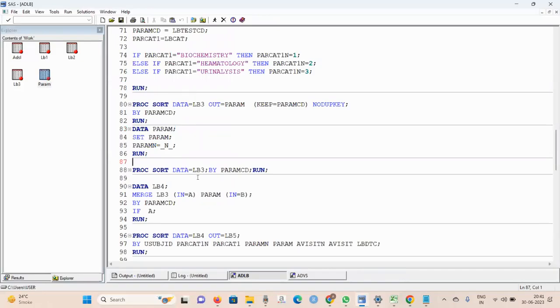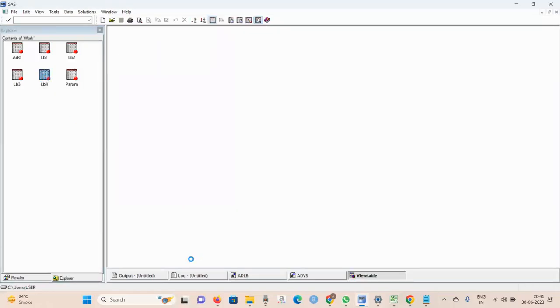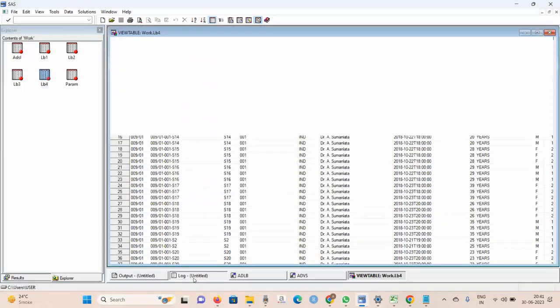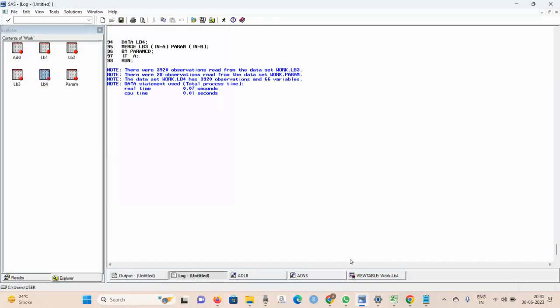Then I sort by paramcd for LB3. Then I merge the param and LB3, both of them. So if we go to LB4, we got 3,920 observations and 66 variables.